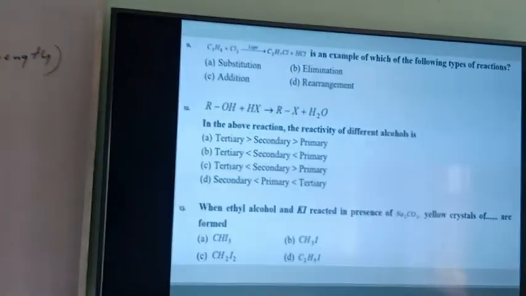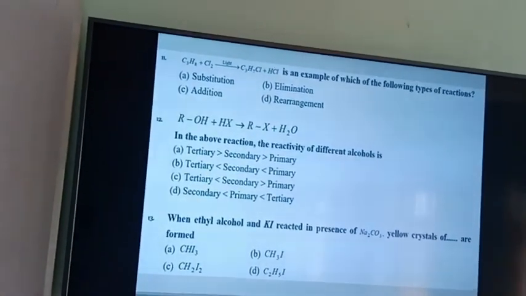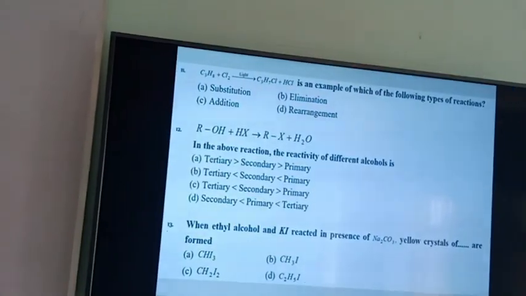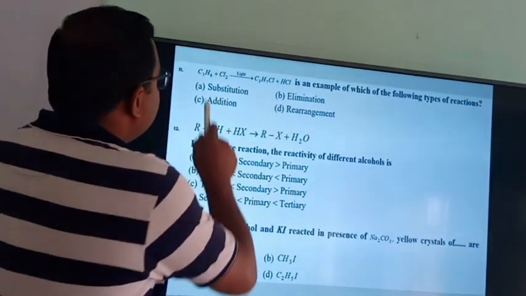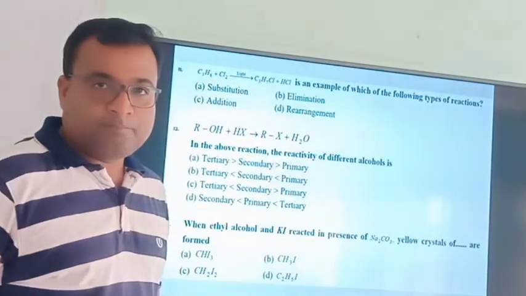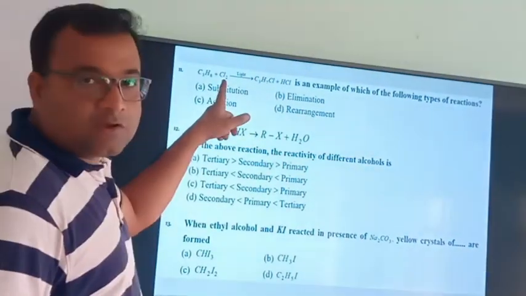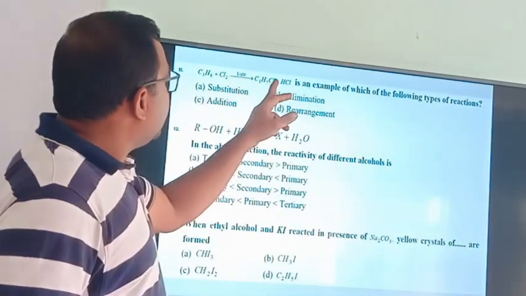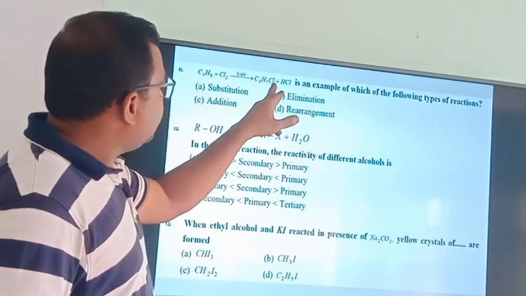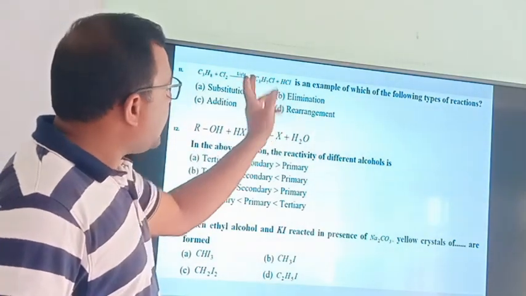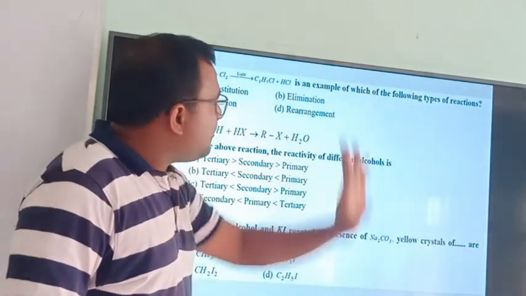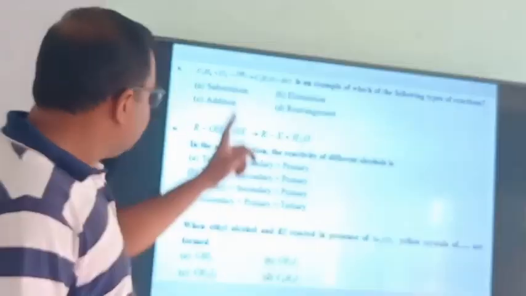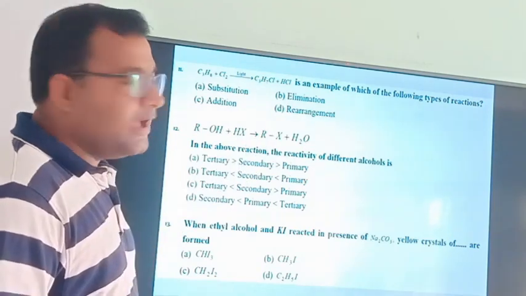Look at the question. Question number 11. What is given? Let's understand now. C3H8, propane, is reacting with chlorine gas in presence of sunlight, to form propyl chloride or chloropropane, and HCl gets separated. Is an example of which of the following types of reaction? What type of reaction is this? Is this substitution, elimination, addition, or rearrangement reaction?